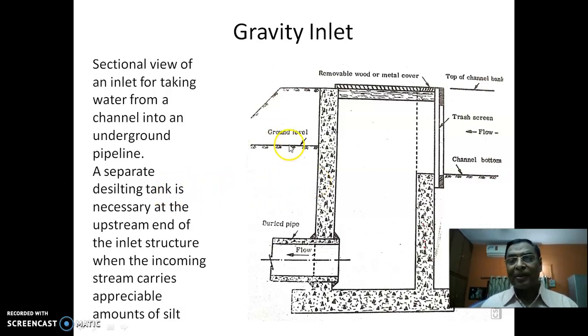Suppose this is a ground level. Now you are making this water enter in this chamber. That's how a gravity inlet works, by gravity flow only. Now before that you will have a desilting tank, not shown here, and then a trash screen also. There are some leaves and other light material which should not enter into the pipeline system. So these two are the channel banks, and at the bottom of the channel the water flows into it. Clear water must flow into this underground pipe. This is what a gravity inlet is, which we are emphasizing because many times we try to use this surface water also for underground pipeline system.